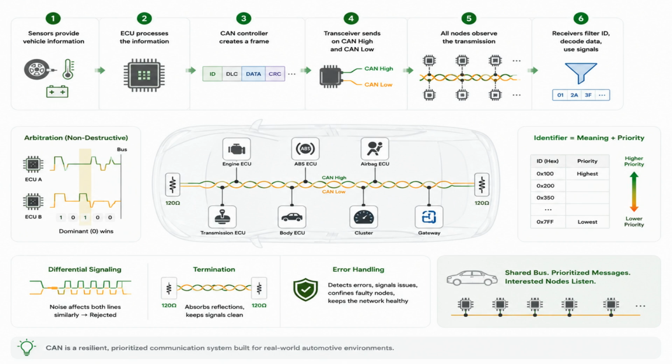Arbitration decides which message wins if multiple controllers transmit together. The identifier describes the message and contributes to priority. Receiving ECUs filter relevant identifiers, decode the data, and use the signals. Differential signaling, termination, and error handling make the network reliable in a harsh electrical environment. So when looking at a CAN trace, do not think of computers sending private letters to one another. Think of a shared vehicle bus where controllers publish prioritized messages and interested nodes listen to them.